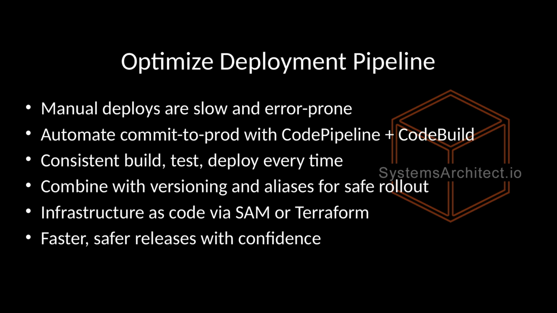19. Optimize deployment pipeline. Manual deployments are slow and error-prone and do not scale as your function count grows. Automate the whole path from commit to production with a CI/CD pipeline using tools like AWS CodePipeline and CodeBuild, combined with versioning and aliases for gradual rollout and instant rollback. Infrastructure as code through AWS SAM or Terraform keeps configuration reproducible. The payoff is faster, safer releases.